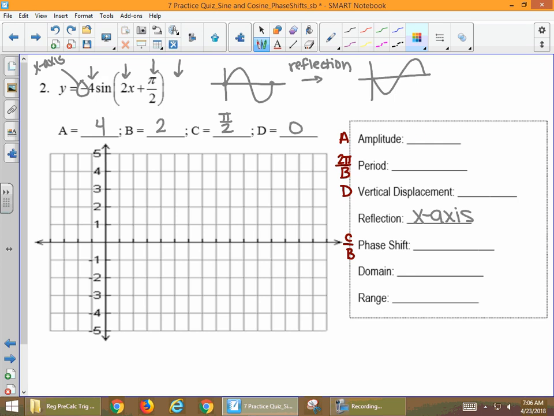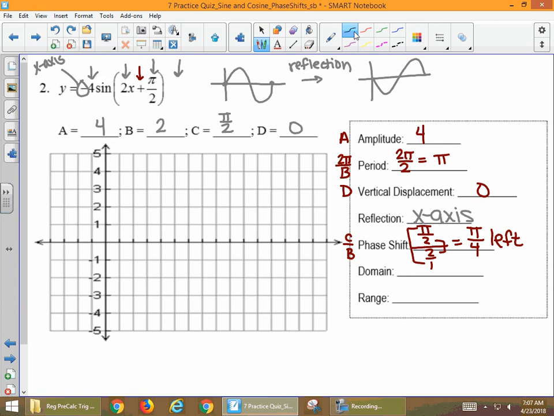So our amplitude here is 4. Period is 2 pi divided by 2. Vertical displacement is 0. Phase shift here is C over B, so pi over 2 divided by 2. I like that Ms. Krause makes how you guys do the stacked fraction. So here, pi over 1, or pi times 1, divided by 2 times 2. And since there's a plus in the middle with this one, that's going to be pi over 4 to the left. And that should be enough detail for us to graph.